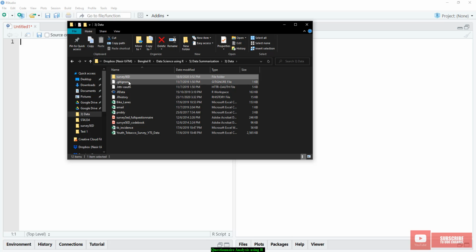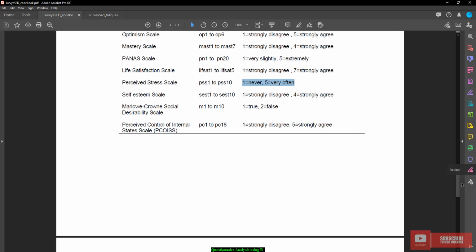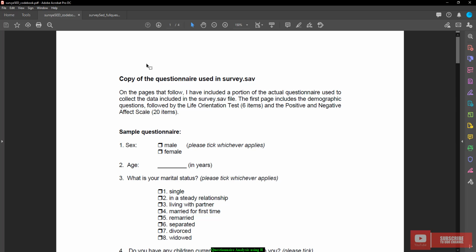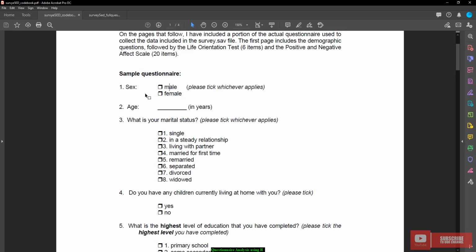But before you go to survey 5 edition, you can see below there is the survey 5 ED codebook. So you open this one. This is the survey 5 ED codebook. This is a questionnaire, right? I got this questionnaire from Julie Pallant's SPSS book. So we want to try to analyze this questionnaire.